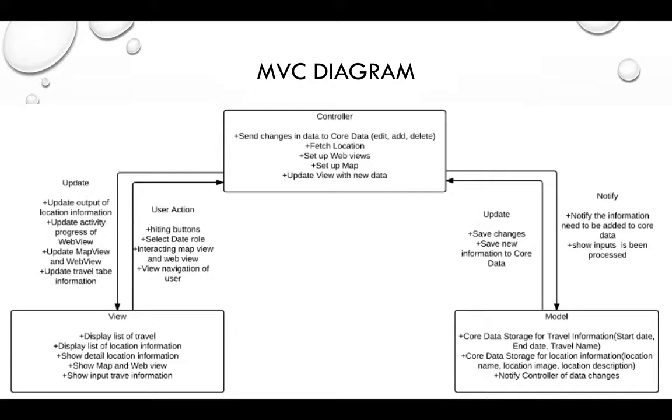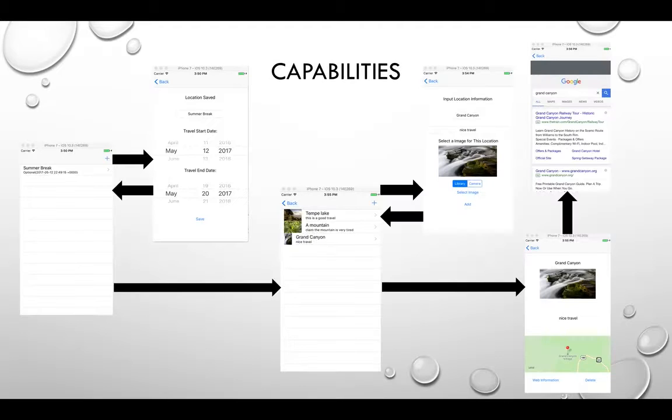The model enables core data storage for travel information such as start date and travel name. It also stores location information such as the name, image, and description, and notifies the controller of data changes. Then the model updates, saving changes and new information to core data, and reports to the controller.